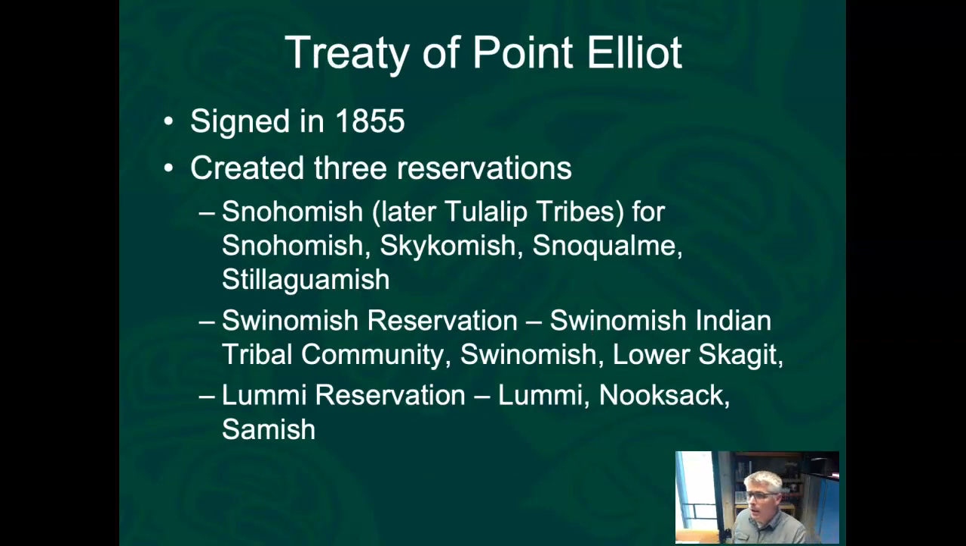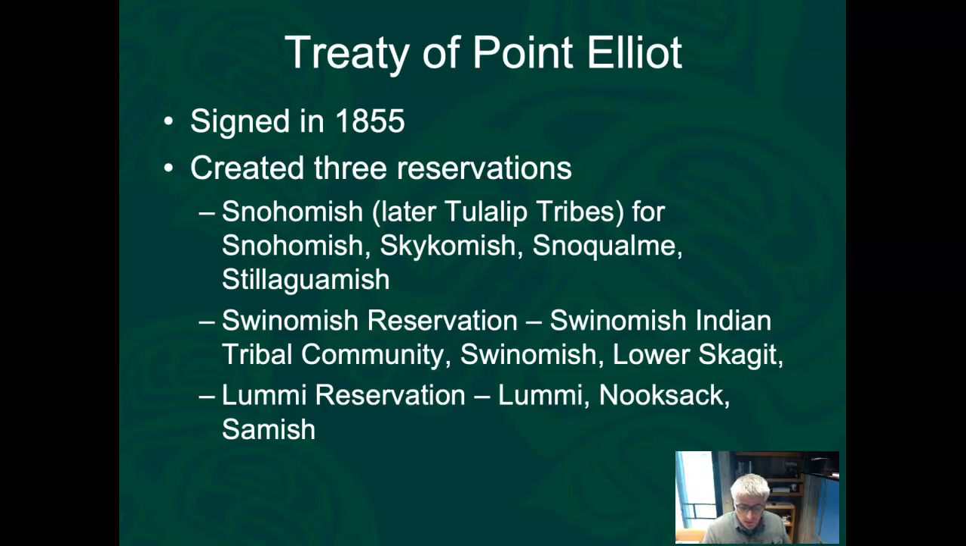The text is really hard to understand because a lot of the names have changed, in particular the place names. But they talk about the Snohomish, which was later the Tulalip tribes, for the Snohomish, Skykomish, Snoqualmie, and Stillaguamish. The Swinomish Reservation for the Swinomish Indian tribal community, Swinomish and Lower Skagit, and then the Lummi Reservation for Lummi, Nooksack, and Samish. And since then, things have changed.